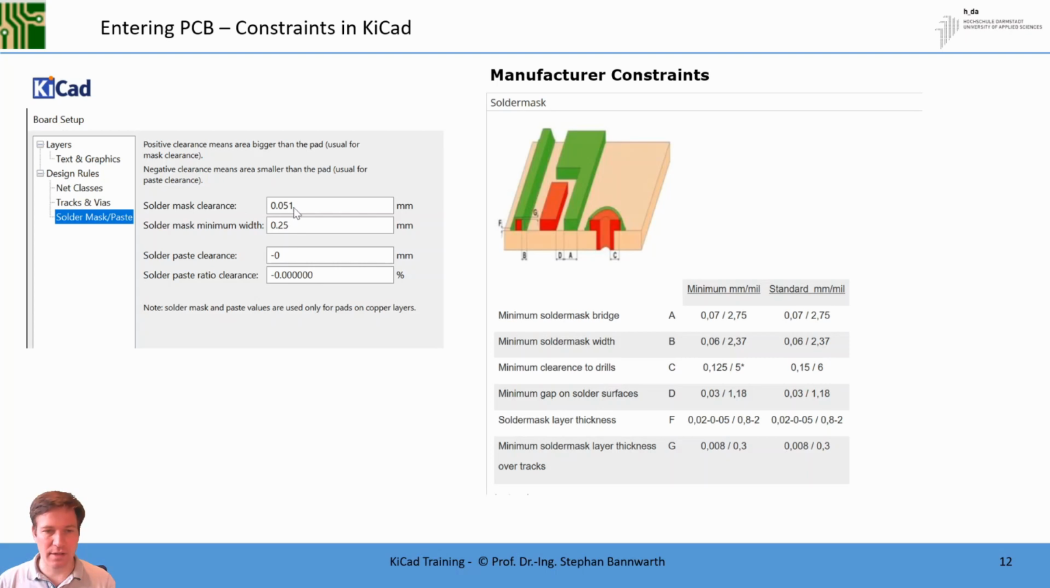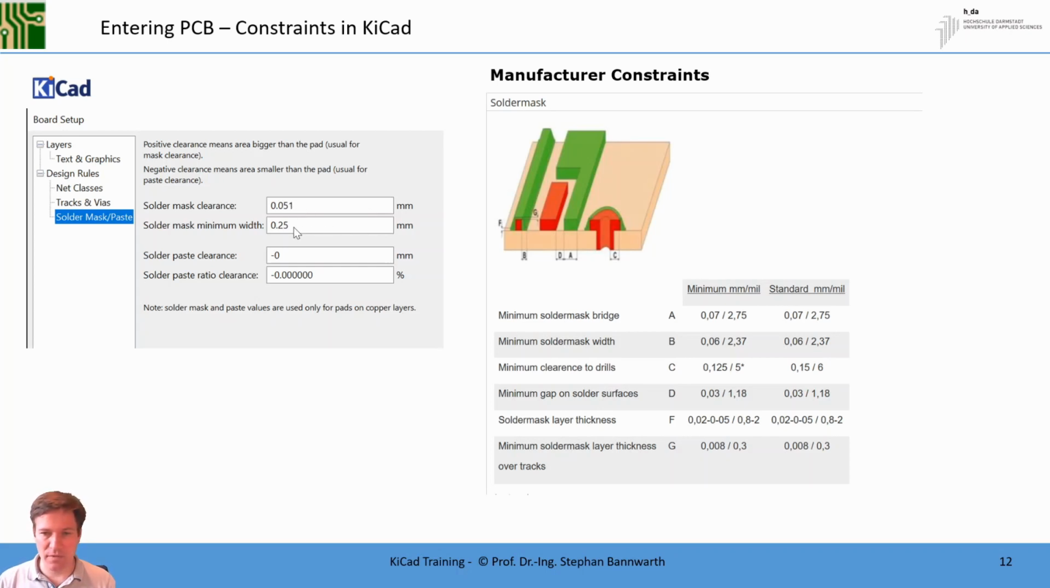We check our solder mask clearance, 0.05 millimeters. Solder mask clearance means the distance, the space between your copper pad, copper soldering mount, and the solder mask. So this is figure D. You have here a piece of copper. This is your solder mask, green, and the distance or the clearance between them is measurement D. If we check again, minimum gap on solder surface D, minimum, we look for standard, we have 0.03, and we entered 0.05 millimeter. So we have a little headroom here, so that's fine.